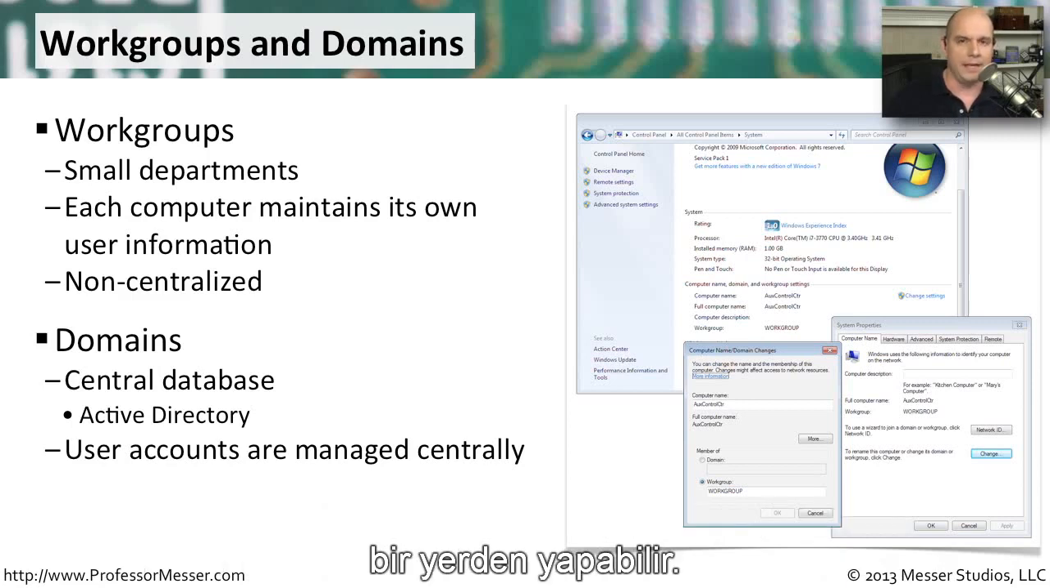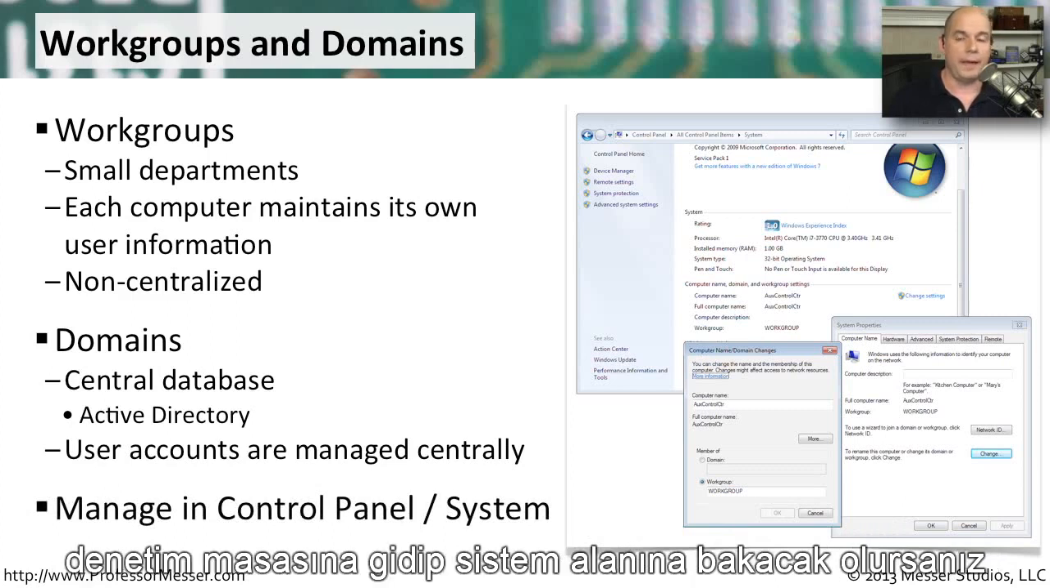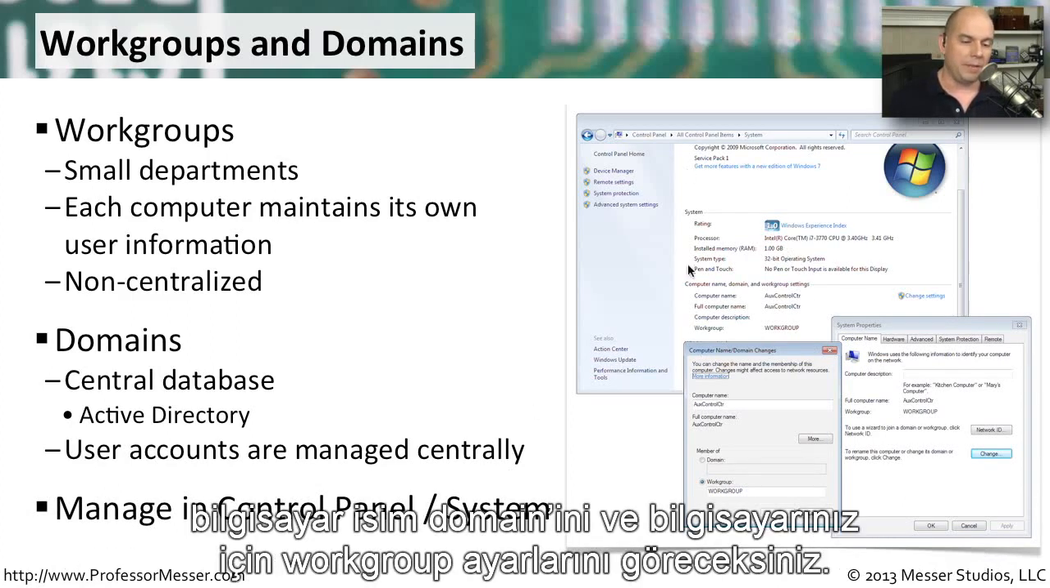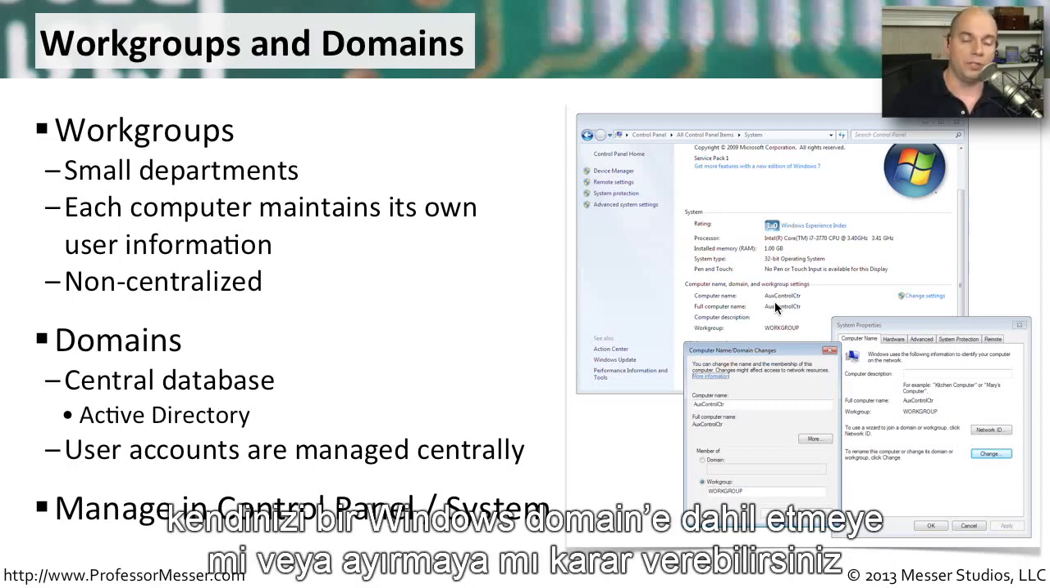If you'd like to see how your device is configured, you can go to your control panel. If you look in the system area, you will see the computer name, domain, and workgroup settings for your computer, and then you can decide if you would like to move to a different workgroup or if you would like to join or remove yourself from a Windows domain.